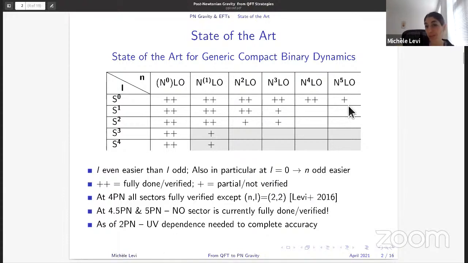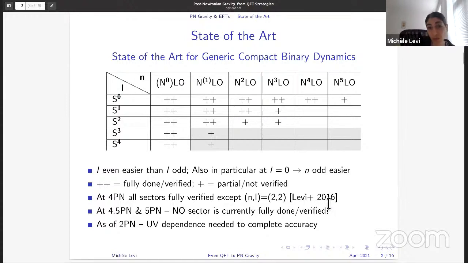At 4PN, the current state of affairs is that, as you can see from the table, all sectors are fully verified except one sector, which corresponds to the entries 2, 2, so next-to-leading-order spin squared, which was derived within my methodology and was not, to the best of my knowledge, confirmed yet by any other method.